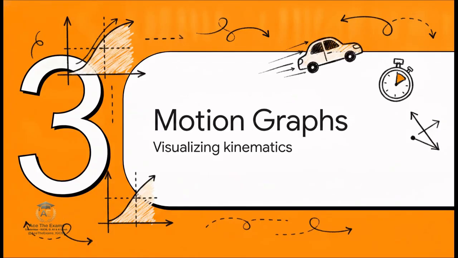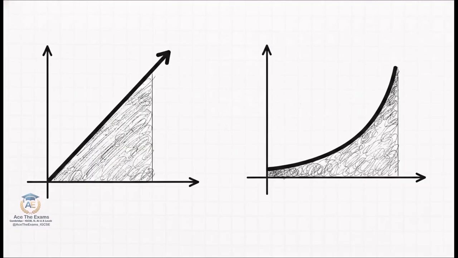Moving right along to part 3, mastering motion graphs. Visualizing motion through graphs is another completely critical skill, so you need to lock these rules into your memory. The gradient, or the steepness, of a graph always represents a rate of change. So, the gradient of a displacement time graph is velocity, and the gradient of a velocity time graph is your acceleration.